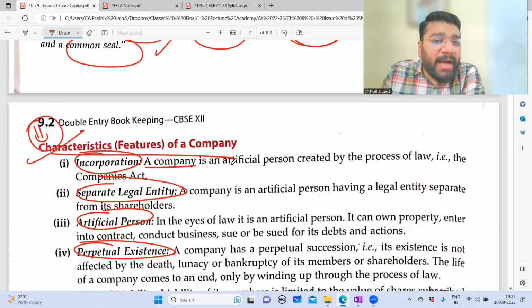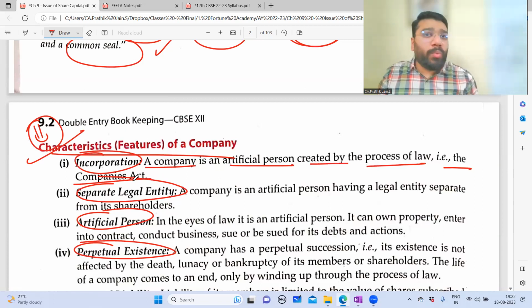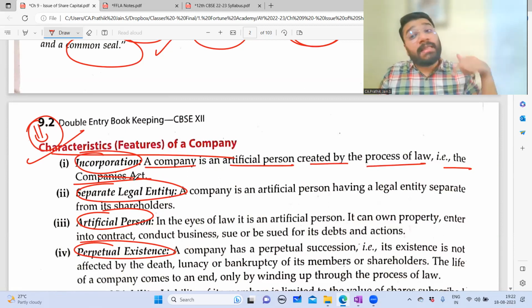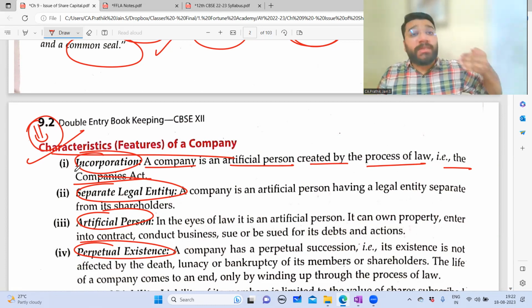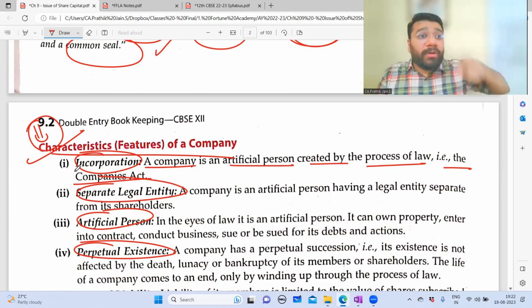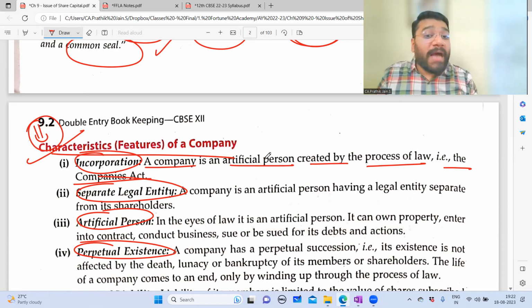Now, the first and foremost important point: incorporation. A company is an artificial person created by the process of law, that is the Companies Act. Now, guys, for incorporation there's a separate procedure. How the incorporation works, I'll be discussing probably not in the next class, but the class after that. In the third class, I'll be discussing the incorporation procedure, which I'll explain in nearly half an hour to 40 minutes. There is a step-by-step procedure that you have to follow, upon following which the company will be legally registered. And only upon registering will a company be called an artificial person and come into existence.